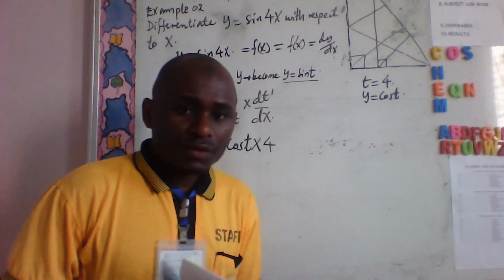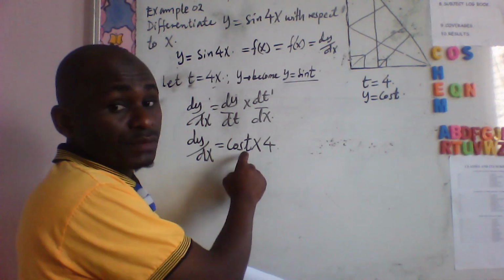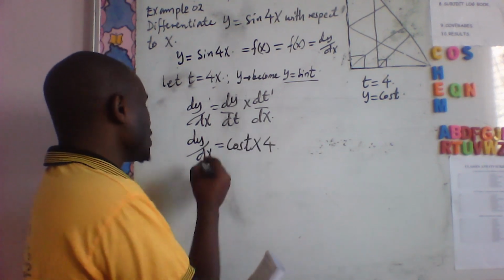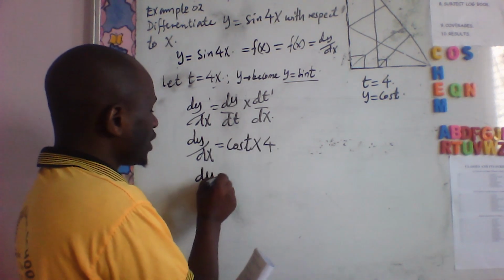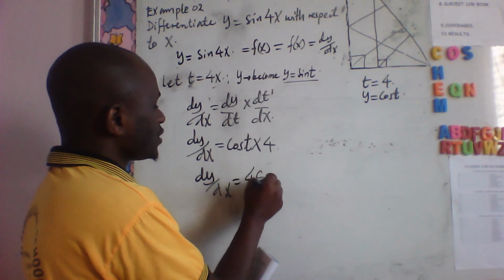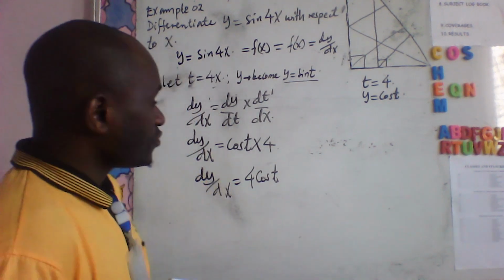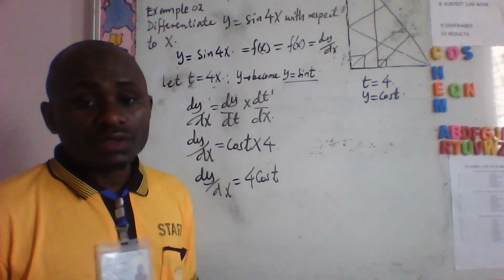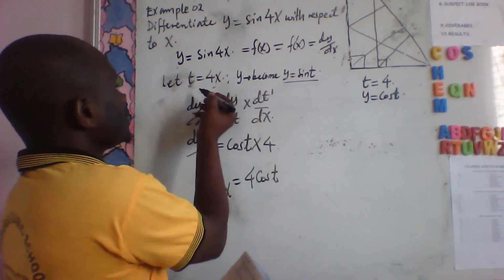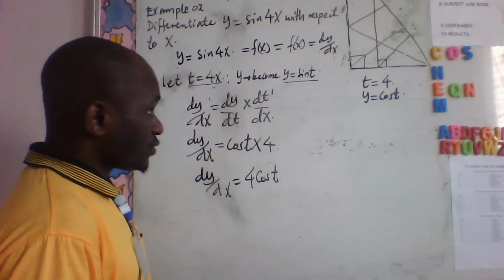Before looking at the value of t, let us rearrange this one. This is just like writing dy over dx is equal to 4 cos t. But as I have been told, we have the value of t, which we have been writing there. So let us see how it is.